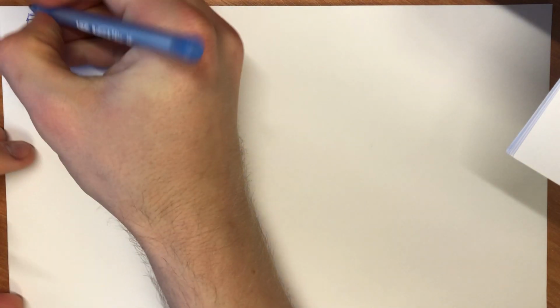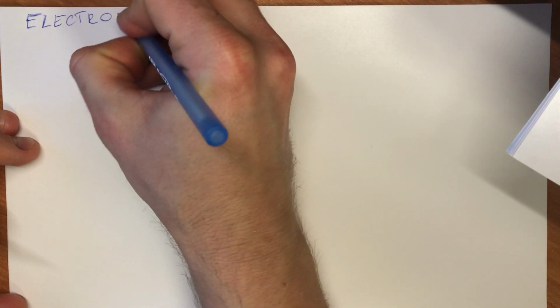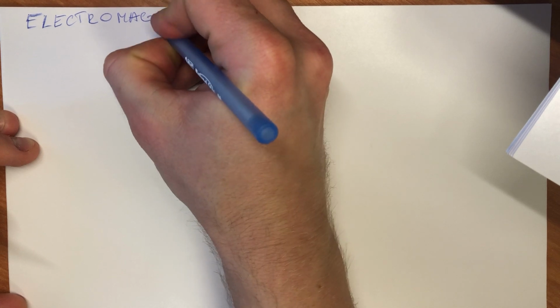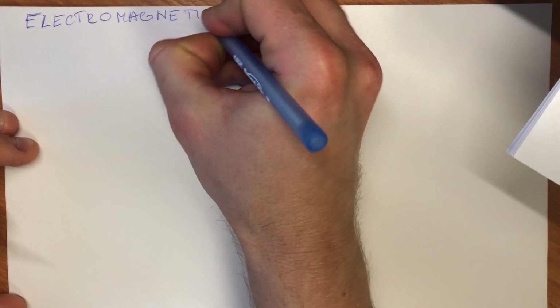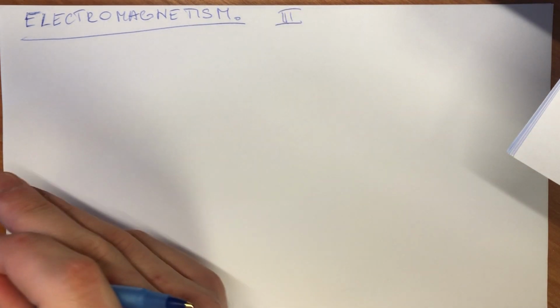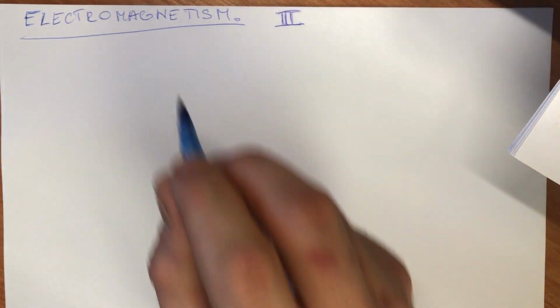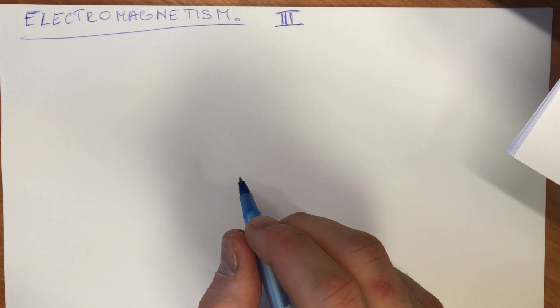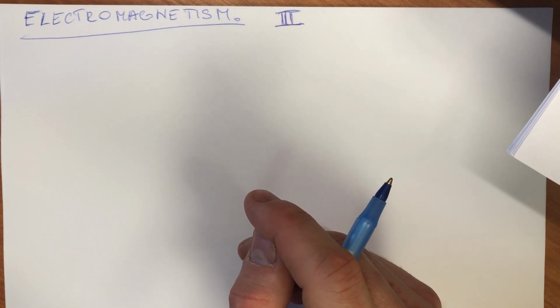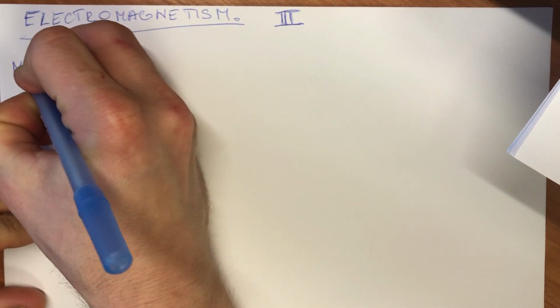So this will be electromagnetism, lecture number 3. So it will be through electromagnetism, because we will be dealing with electric and also magnetic phenomena. So magnetism we will be dealing with first.